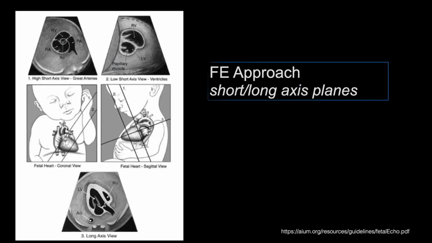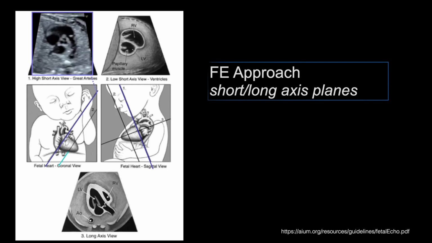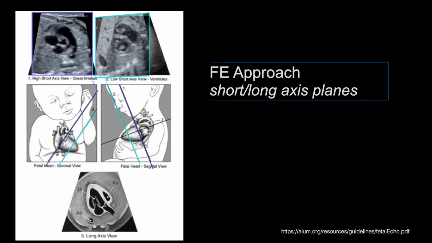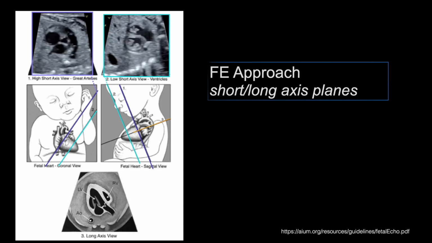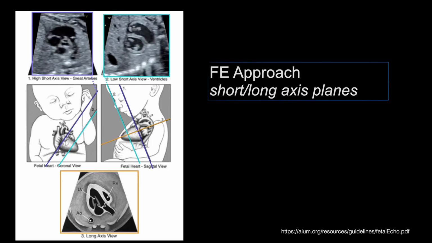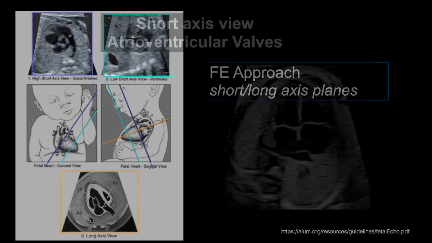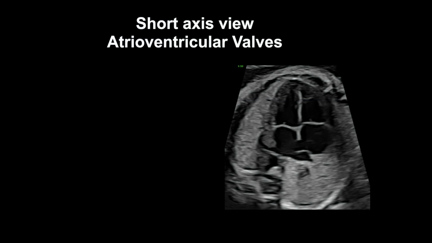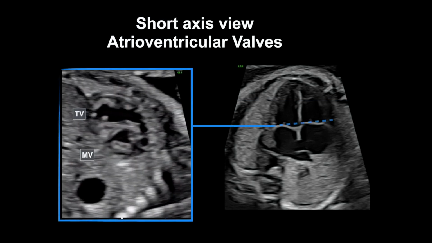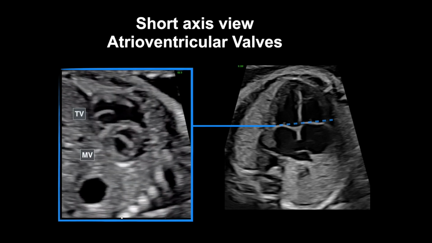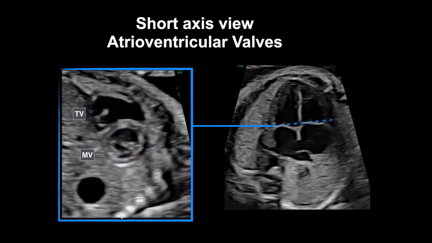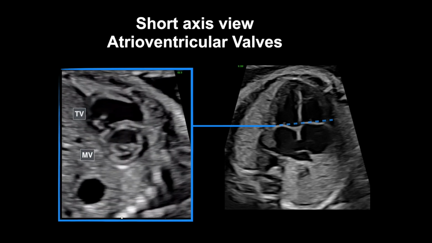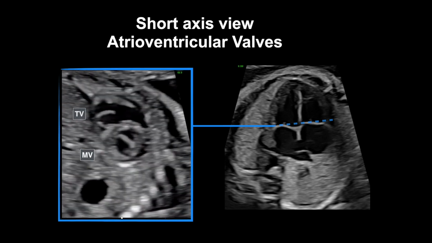So now we'll move into the short and long axis planes. So into our high short axis view, our low short axis view, and our long axis view, very similar to our LVOT view that we looked at. Starting with the short axis view, just think of traversing through the mitral and tricuspid valve and looking at them in cross section. So we can see both our mitral and tricuspid valve in this plane.